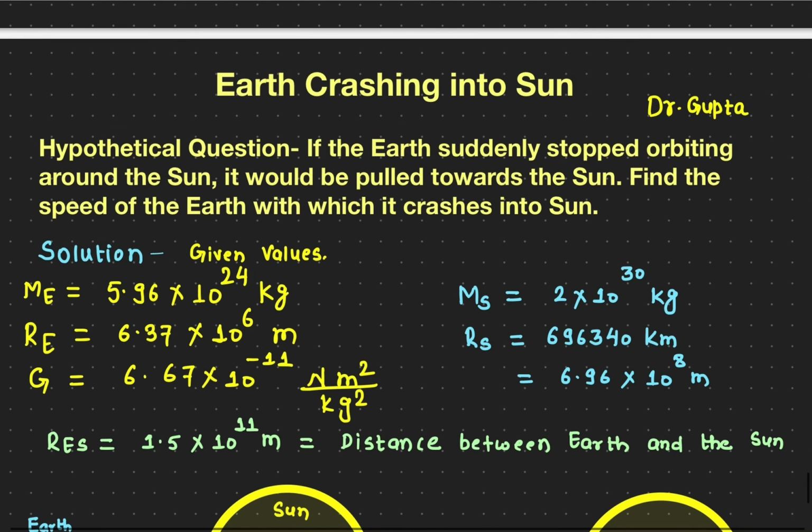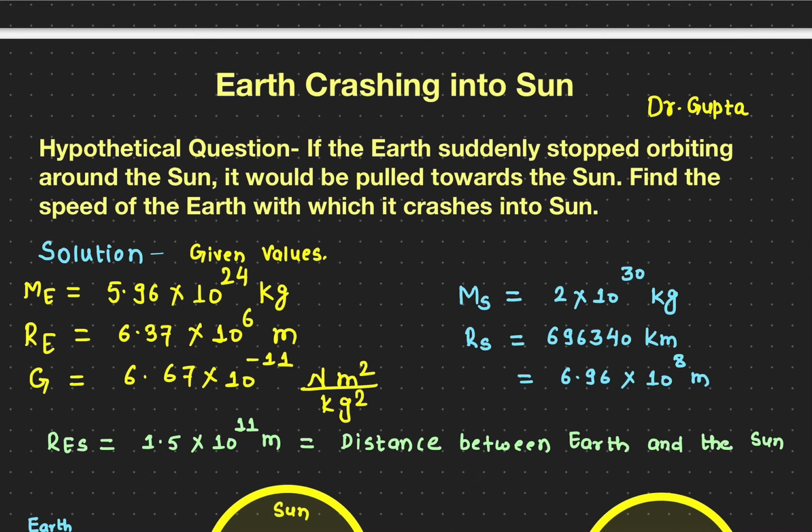So here is the question. If the earth suddenly stopped orbiting around the sun, it will be pulled towards the sun, and you have to find out the speed of the earth with which it crashes into the sun.